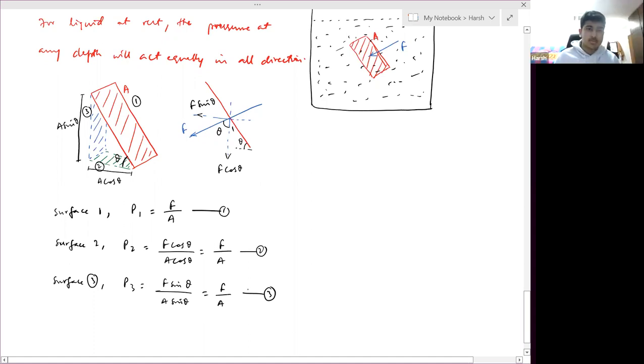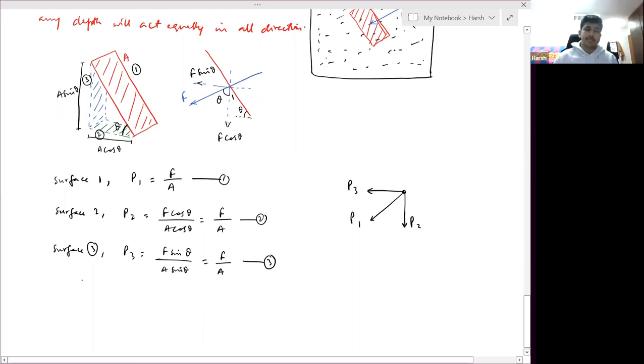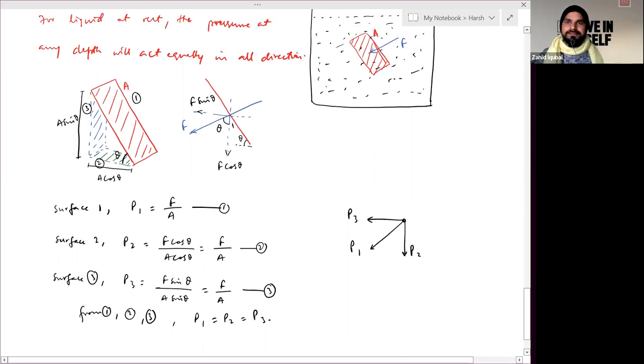Just compare equations first, second, and third. What can you conclude? They are equal. So pressure along this direction P1, along this direction P2, along this direction P3. So you can say at the same depth, it will act equally in all directions. From equations first, second, and third, we can say P1, P2, P3 all are equal. Just write it down.